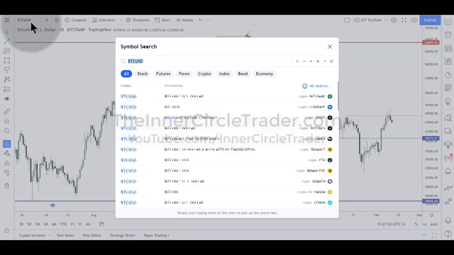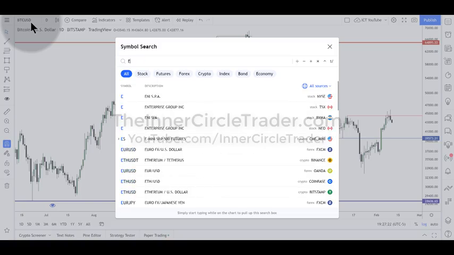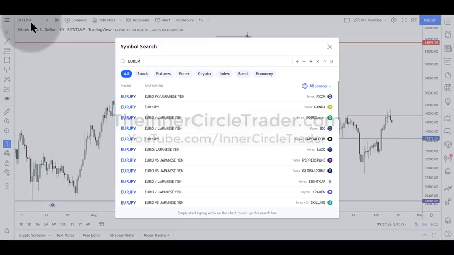Let's go to Euro. And whenever I'm looking at data from TradingView, this is the data feed I use for Forex pairs only, Forex.com. I don't want to use OANDA though. Definitely not them.